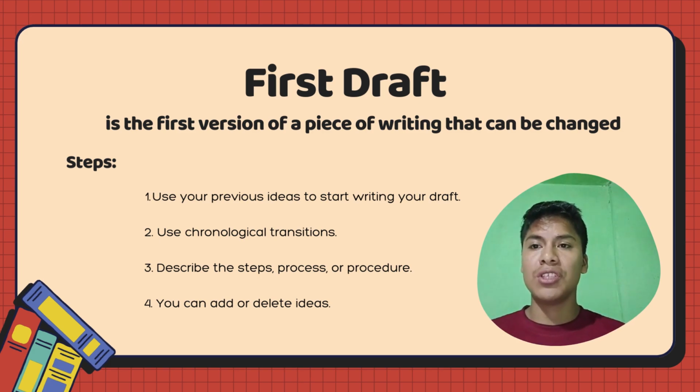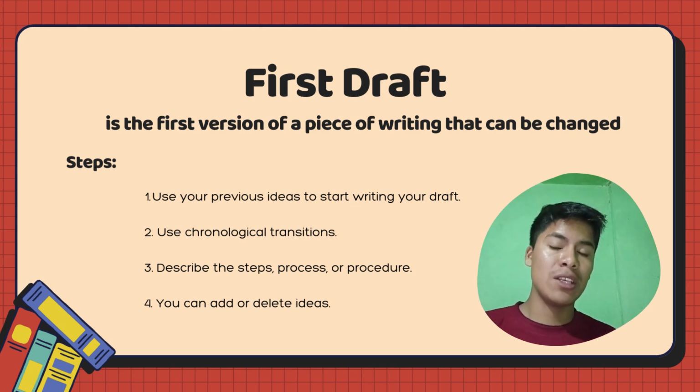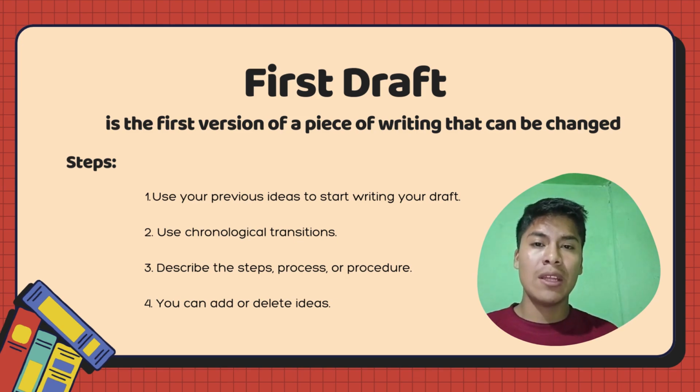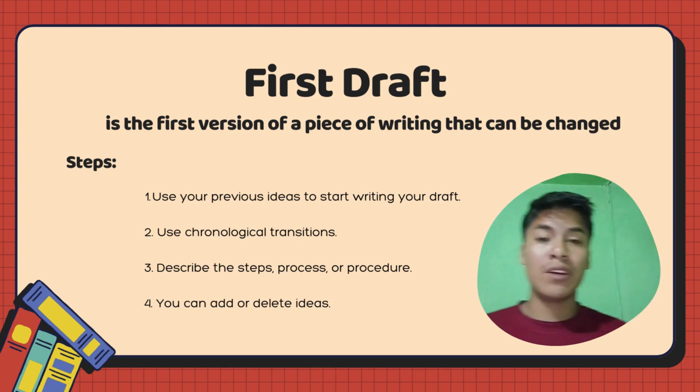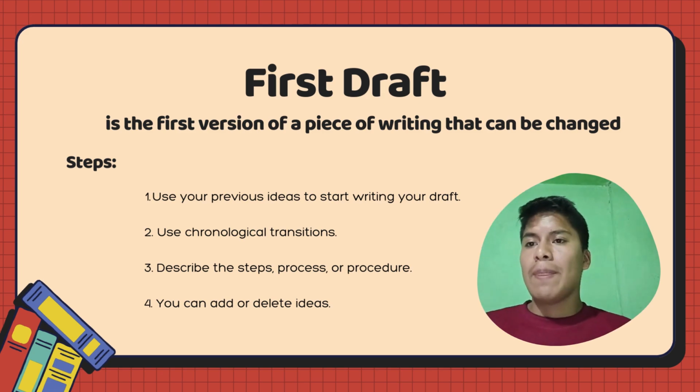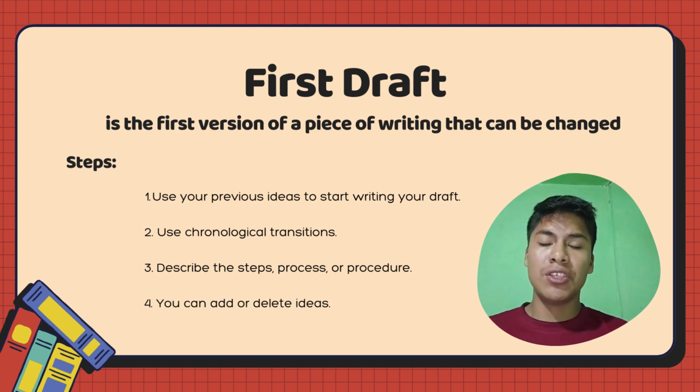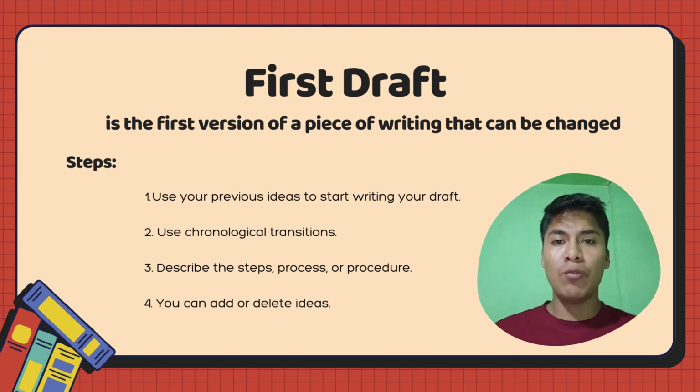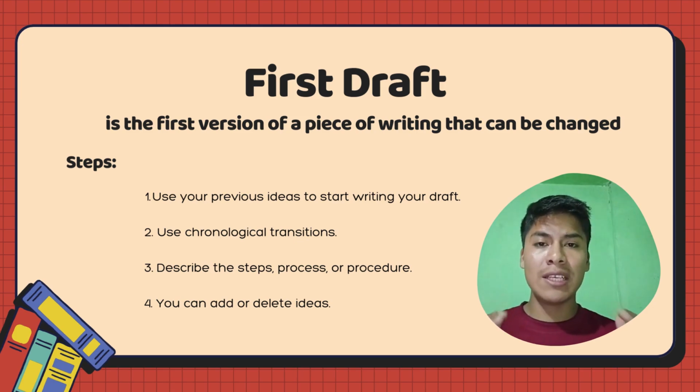Two, use chronological transitions. Chronological transitions are important words that help us to organize our essay. Those chronological transitions could be first, second, finally. Three, describe the steps, process, or procedure. If we apply that, our essay will be more organized.